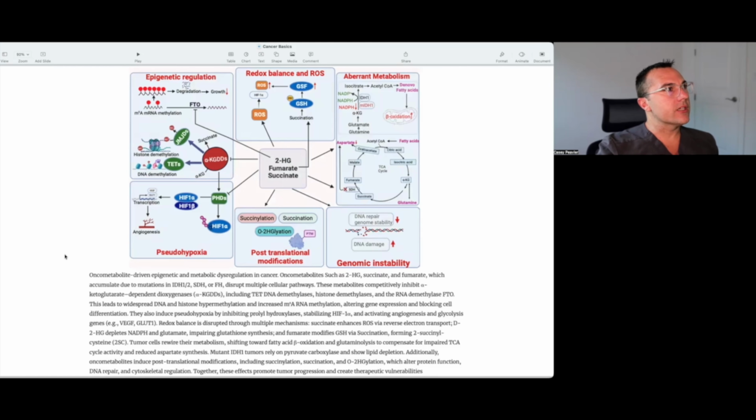I like this paper because it has a lot of great graphics. So here's some of the classic oncometabolites, 2-HG, fumarate, and succinate. You can see how multifaceted these things can be to lead to a cancer type problem. So here is epigenetic regulation, basically changing gene expression. Here's redox balance and homeostasis, aberrant metabolism. This is the reprogramming of metabolism. And then pseudohypoxia, what I mostly focus on, which is related to aberrant metabolism, and then genomic instability and post-translational modifications, which are also important.